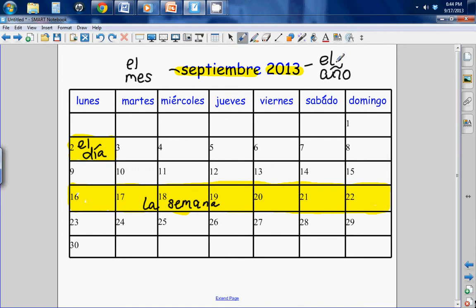Alright, so these are the different parts of a calendar. You have el día, la semana, el mes, and el año. The next thing we're going to do is take a closer look at the days of the week. Lunes being Monday, martes being Tuesday, miércoles being Wednesday, jueves being Thursday, viernes being Friday, yay viernes, sábado being Saturday, domingo being Sunday.